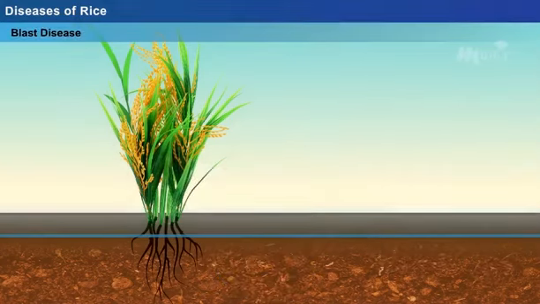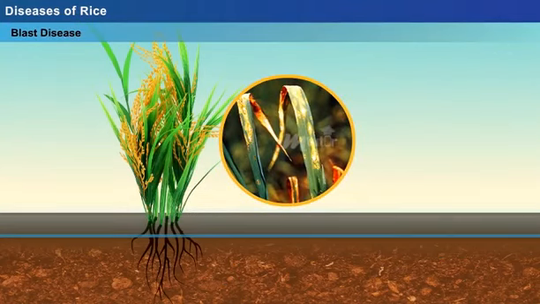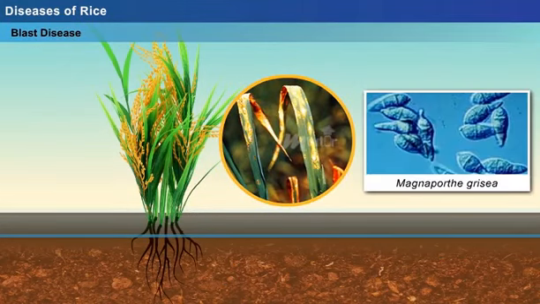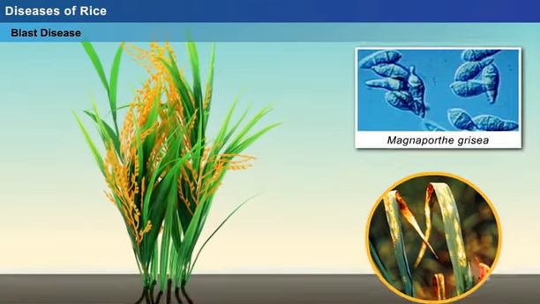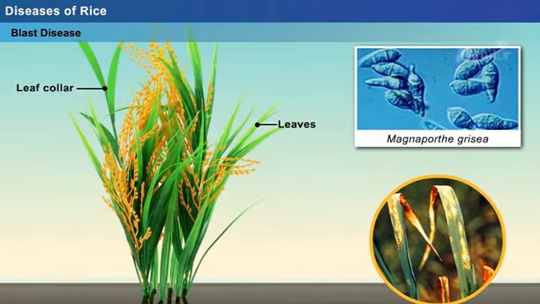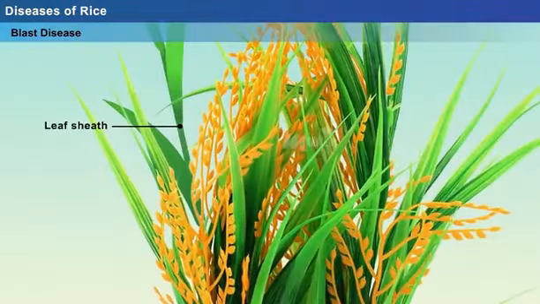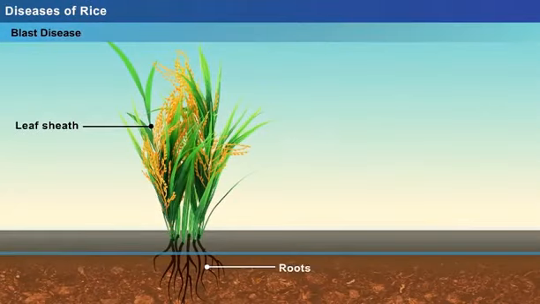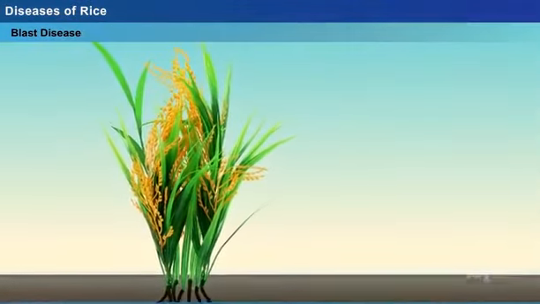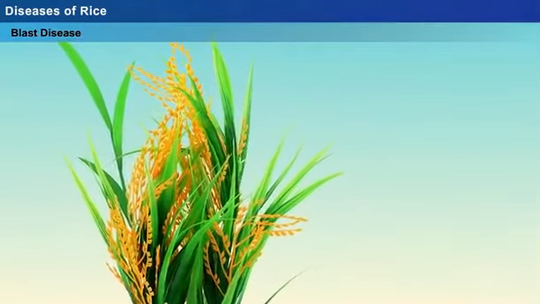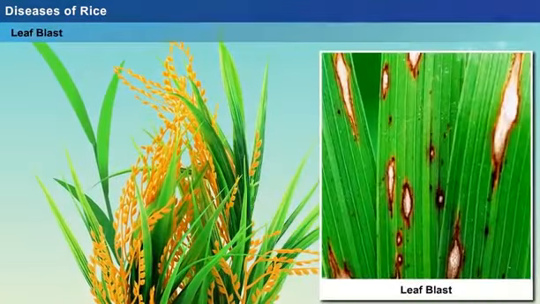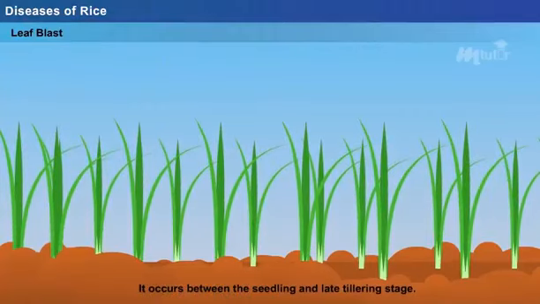Blast disease. The blast is caused by the fungus Magnaporthe grisea. The fungus infects the plant and produces lesions on all parts including leaves, leaf collar, nodes, stem, panicle, and grains. Usually the leaf sheath and the roots are left unaffected. Based on the location of infection, the disease is described as leaf blast. It occurs between the seedling and late tillering stage.